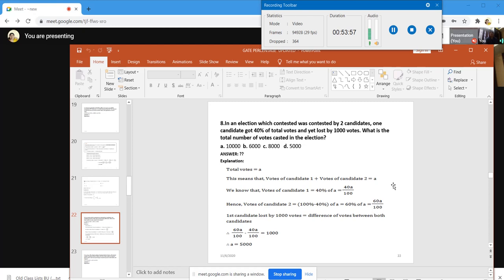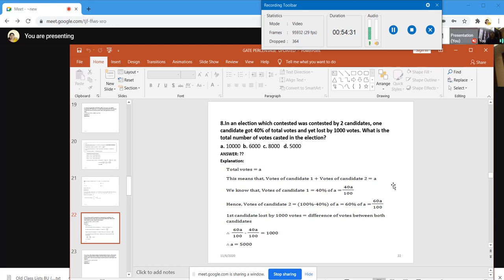This is also a common problem they ask. An election was contested by 2 candidates. One candidate got 40% of the total votes and lost by 1000 votes. What is the total number of votes cast in the election? So one candidate got 40% of the votes, now the other candidate got how much? 60% of the votes. Is it clear?